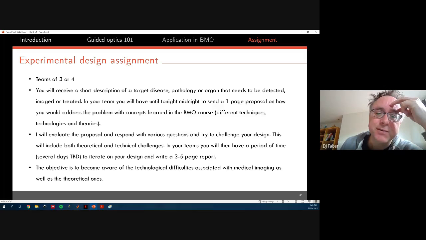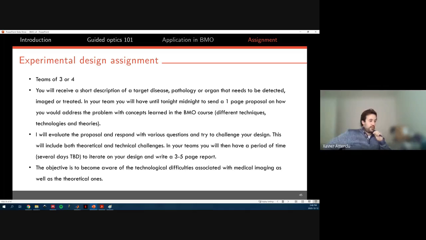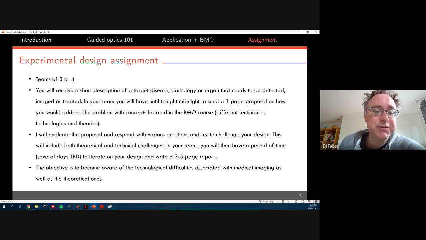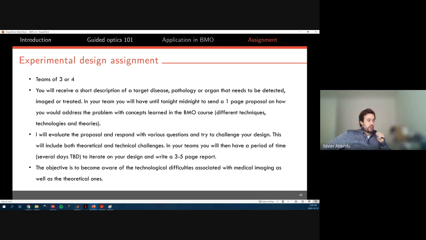I mean, the first page proposal doesn't have to be really elaborate. It's just, okay, this is how I think we should approach this. And then we'll get some feedback on it. So should we say tomorrow 4 p.m.? Yep. Sure. For this 1-page proposal, one per team, and then I will correct them and send them back to you by Wednesday morning.